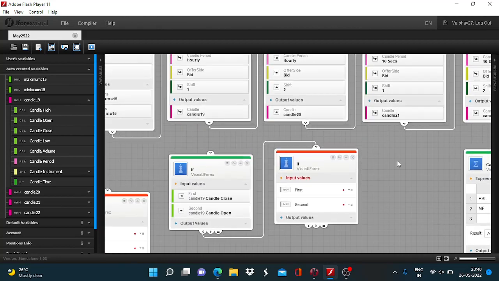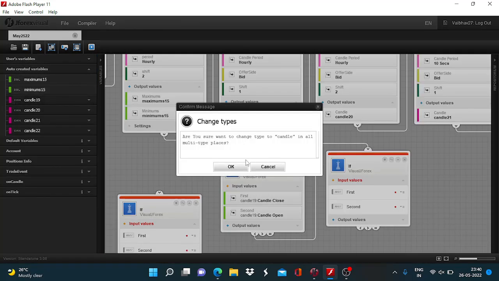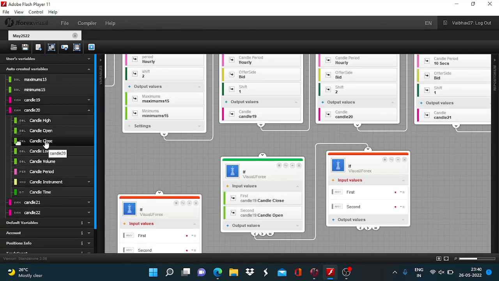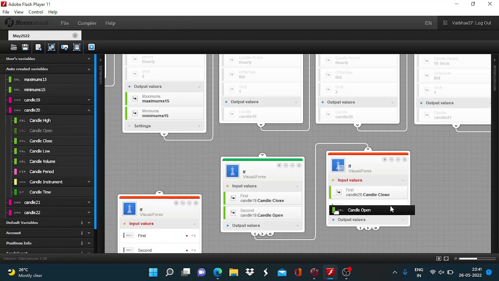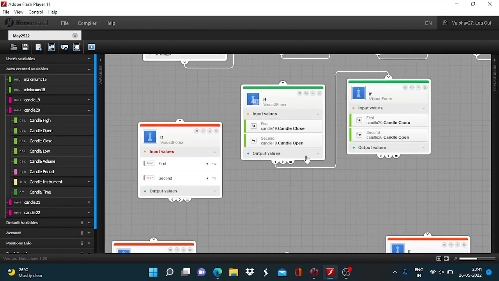Whereas the penultimate hourly candle, which is candle 20, should have its closing value higher compared to the opening price. So candle 20 candle close needs to be greater than candle 20 candle open. First input greater than second input.